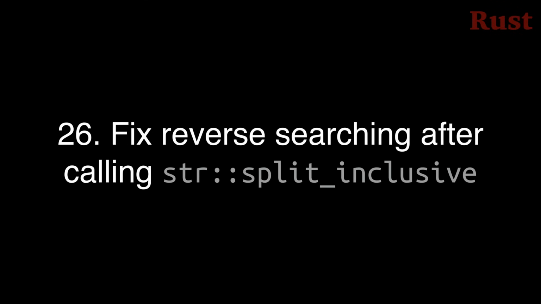Number 26. There was a subtle bug in the iterator returned by the str type's split inclusive method. It was returning a double-ended iterator that could return slightly different results iterating backwards than if you iterated forwards and reversed the results. This has been fixed.